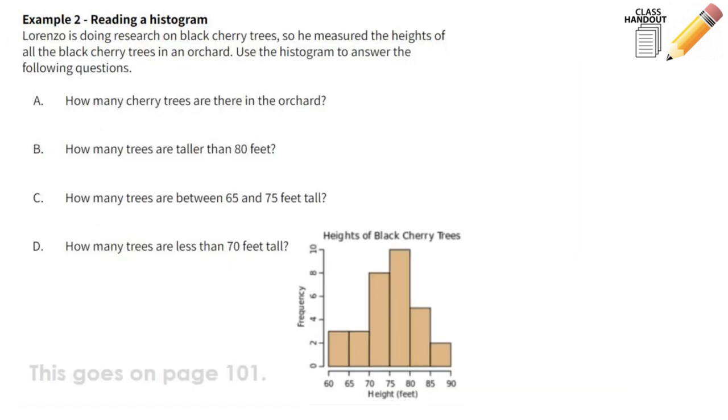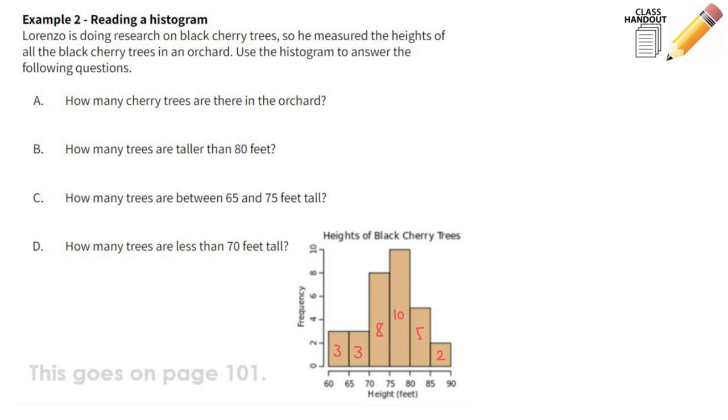All right, so now let's talk about how to read histograms. So it says Lorenzo's doing research on black cherry trees. So he measures the heights of all black cherry trees in an orchard. Use a histogram to answer the following questions. So first of all, when analyzing a histogram, it's a good idea to basically write out how tall each bar is. So the first bar is 3 units. Second is 3. Then we have 8. Then we have 10. Then we have 5. And then we have 2. And then we're going to use that information to answer the question.